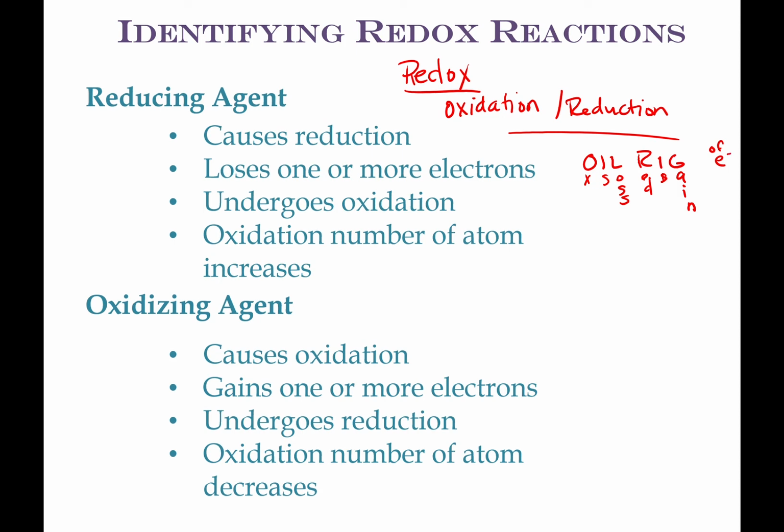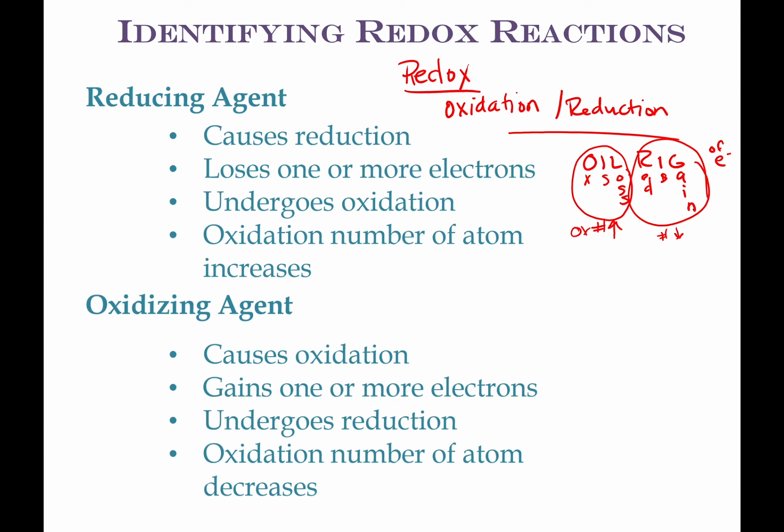So if we're losing electrons, the oxidation number should go up. So loss is going up, and if we're reducing, we're gaining electrons, so the number is going to go down. So we're talking about gaining and losing negative charge, which is often counterintuitive to people.